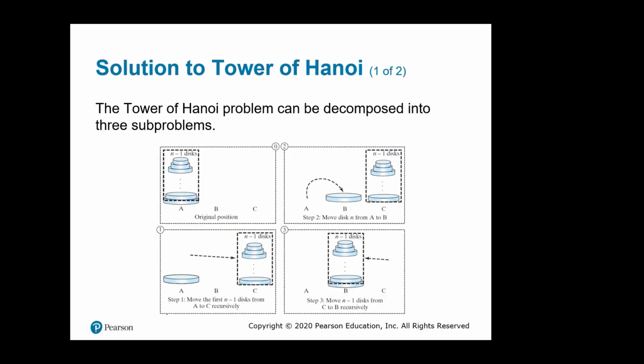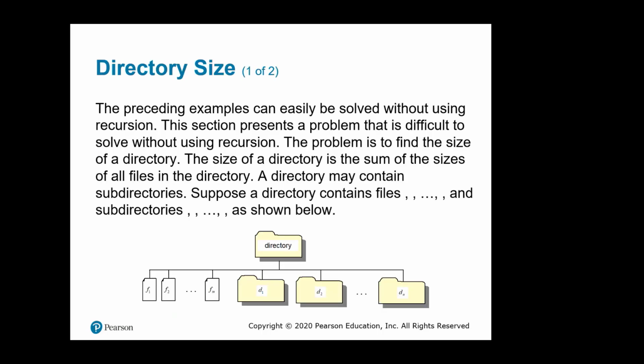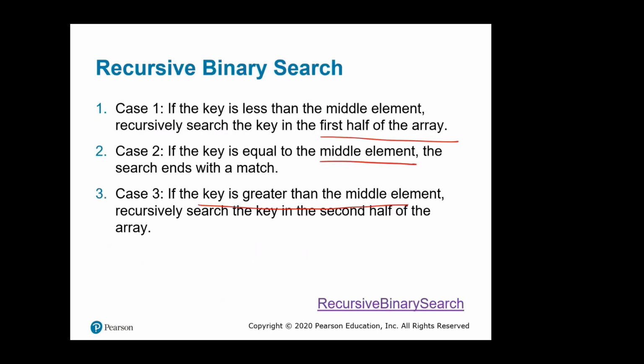So this Tower of Hanoi example we saw, I think this is also an implementation of recursive binary search. We can go through it. I think it will also have the same thing.